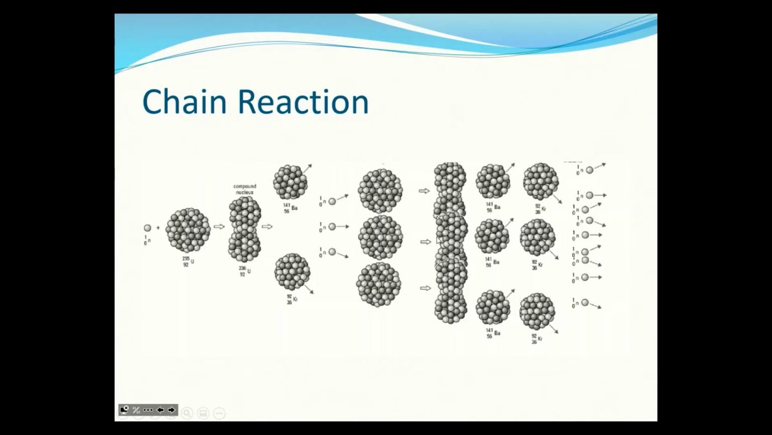So this is a chain reaction. This is how you create a nuclear bomb. It causes all the fuel to explode instantly, and you get a lot of energy released at once.